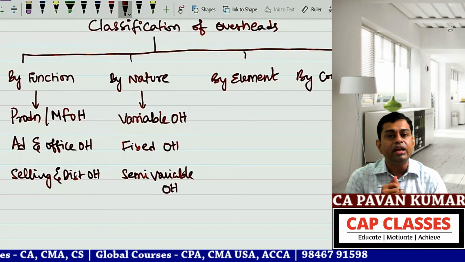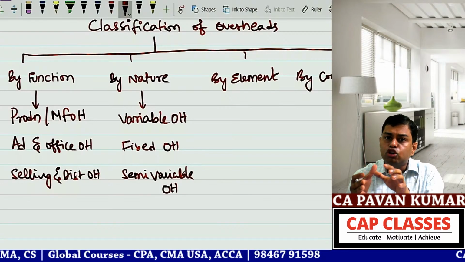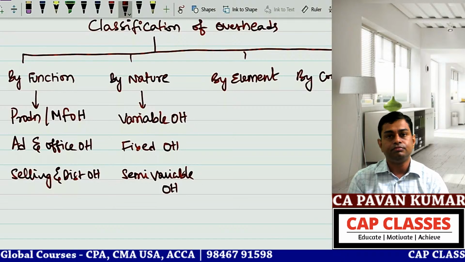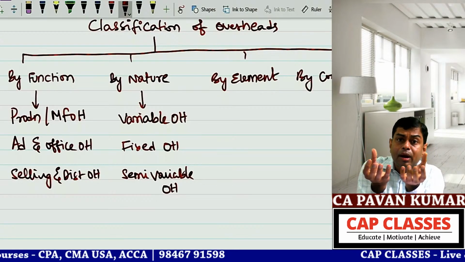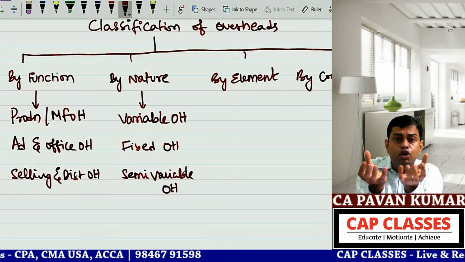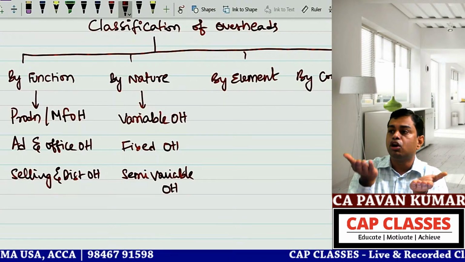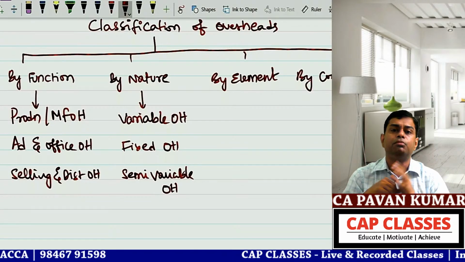Now tell me, what is variable overheads? Variable overhead means they move in proportion to either production or sales. That means the level of activity and the expenses move proportionally, in the same direction with the same degree. Production increased, variable cost will increase. Production decreased, variable cost will decrease. This is called variable cost.